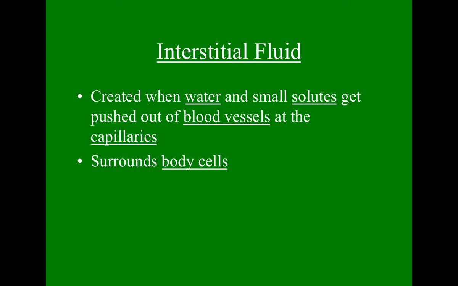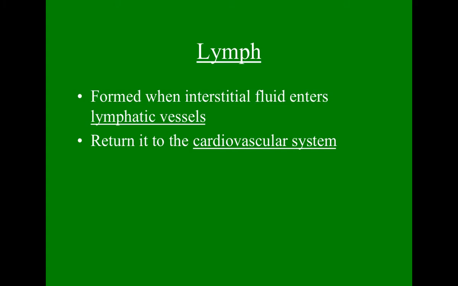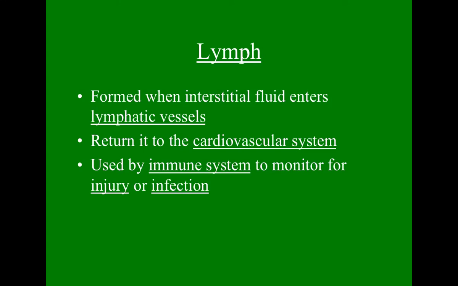Now some of that interstitial fluid does go back into the bloodstream there at the capillary, but not all of it does. Some of it moves into a specialized vessel and then changes its name to lymph. This is formed when the interstitial fluid enters the lymphatic vessels, which are part of the lymphatic system that we will talk about later in the semester. What this does is it returns this fluid back to the cardiovascular system, so it gets joined back up with the blood. As it's returning, it gets filtered and monitored by the immune system to look for signs of injury or infection, because if injury or infection has taken place, the cells will release chemical messengers that the immune system can pick up on within that interstitial fluid.